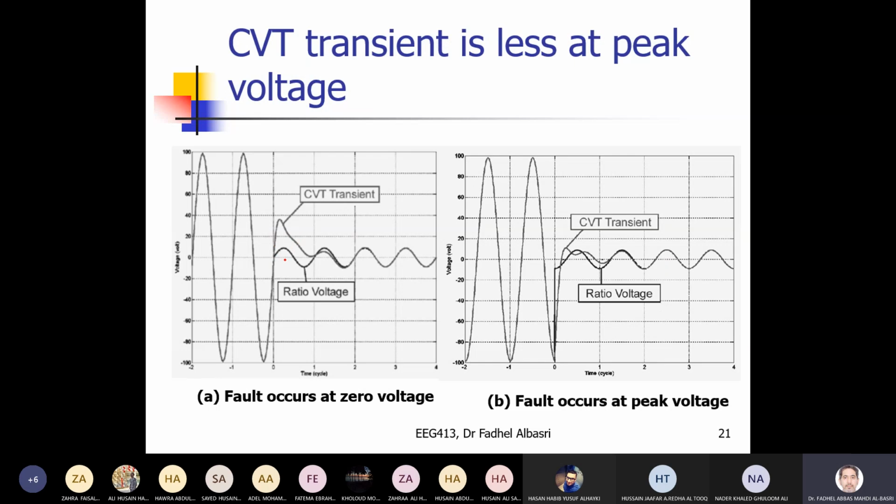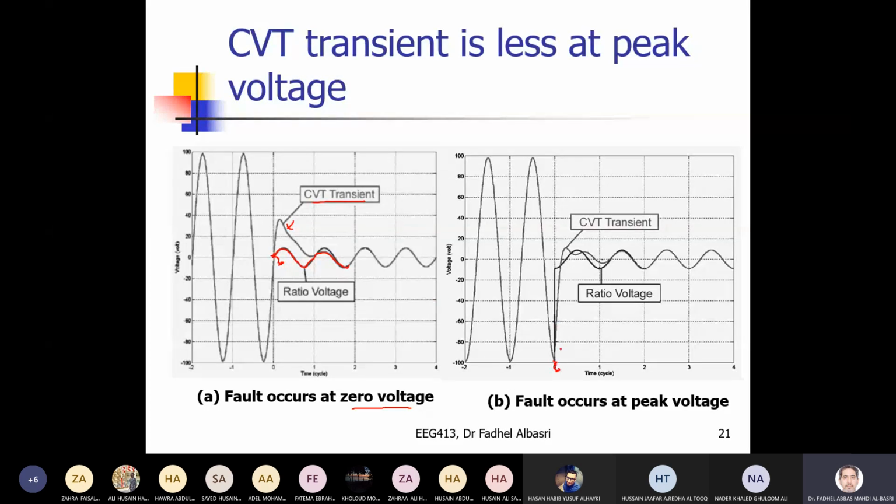This curve represents the CVT transient at different times of the fault. This happens when the fault occurs when the voltage crosses zero, and this one when the voltage is maximum. Here the fault occurs at this point. This is the ideal case where the voltage should look like this at the secondary if you have no capacitor voltage division. The second one represents when you have capacitor dividers. As you can see, the transient is worse compared to the ideal case.